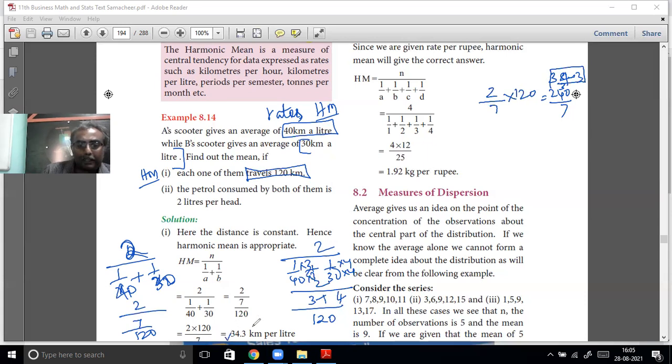34.3. Correct? 34.3 is the answer. So that is the first problem, harmonic mean.